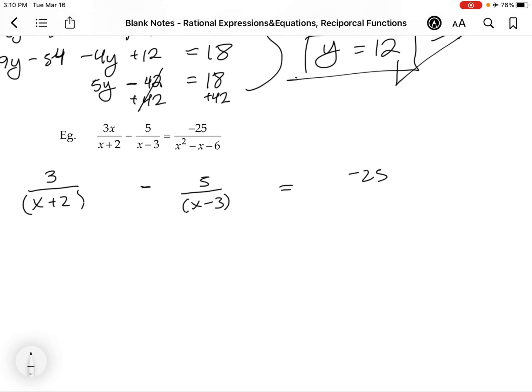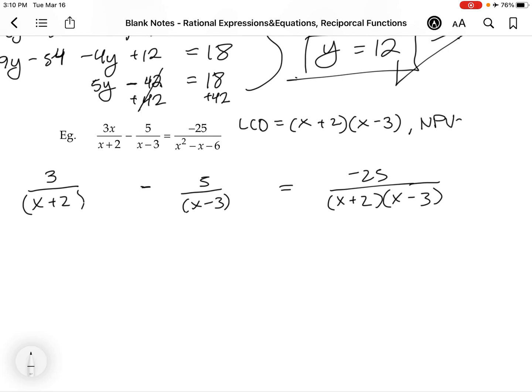Equals. Okay, on the right, I do have to factor. Negative 25 over, looking for 2 numbers that multiply to negative 6 and add to negative 1. And if you're having trouble with this, often, at least one of the factors will be one of the other denominators. So that's a good place to look. And yes, in fact, that's true. The 2 numbers are negative 3 and positive 2. Okay. So here, similarly to the last example, the LCD will be x plus 2 times x minus 3, which means the non-permissible values are x cannot equal negative 2 or 3.